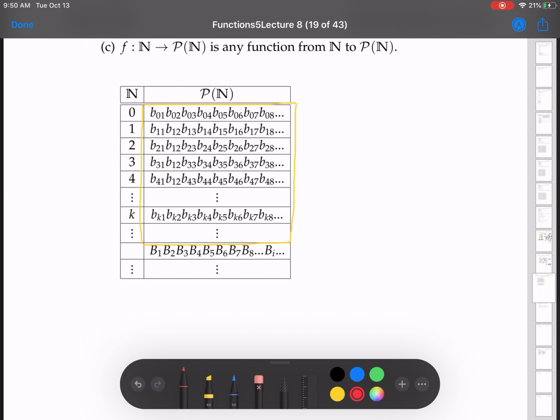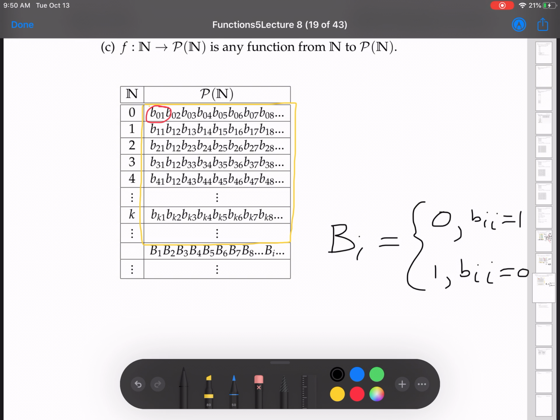And so using the absent bit string rule, we would go along here and say, okay, is that a 0 or a 1? Remember that capital B_i equals 0 if B_ii equals 1, and 1 if B_ii equals 0. So if that's a 0, then that's a 1. If that's a 1, then that's a 0. And then this cannot equal B.